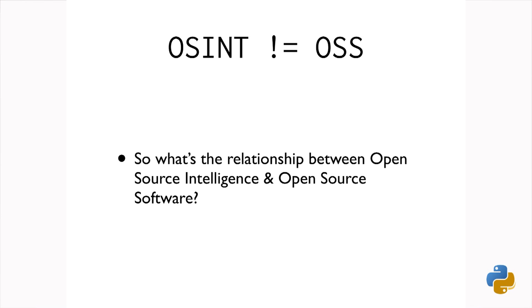Open source intelligence sounds kind of like open source software, but not really. There's no real relationship between the two. Obviously, there are open source software projects which can help in the gathering and analysis of open source intelligence. And you could argue that open source code repositories are a good source for open source intelligence. But they're quite separate. So with open source intelligence, the inputs to the process are open, but the process and the outputs are generally very much not open. And obviously with open source software, the inputs, the process and the outputs are all open.